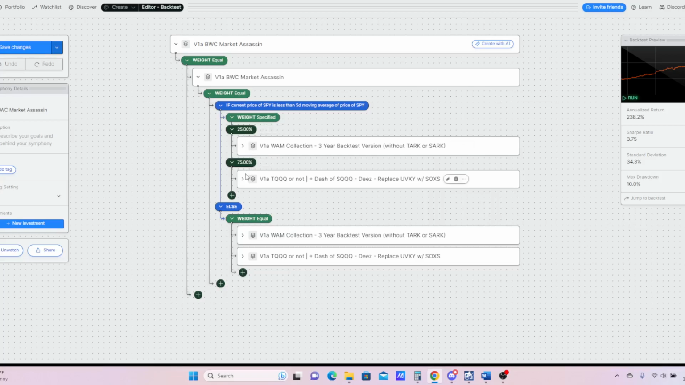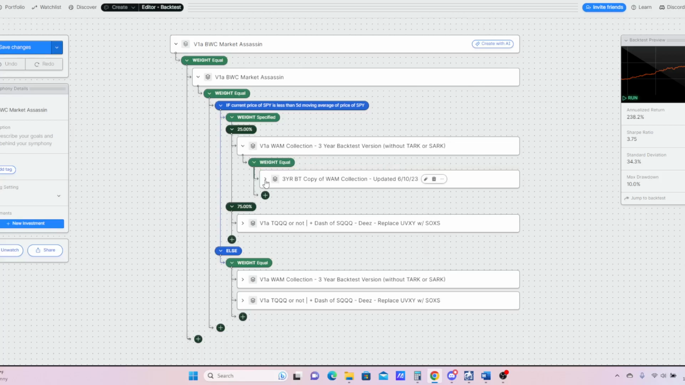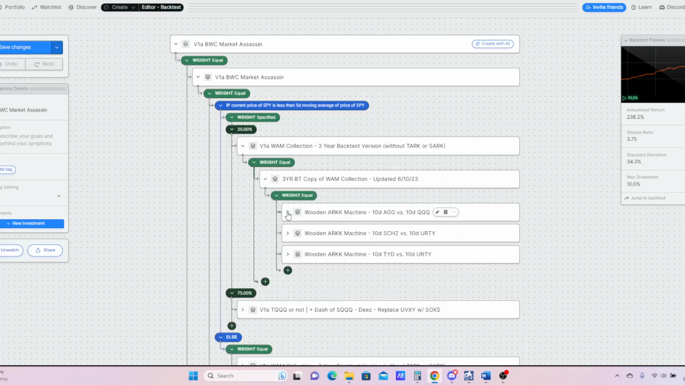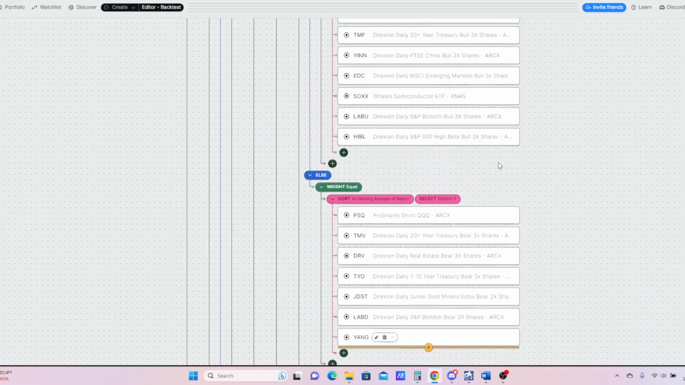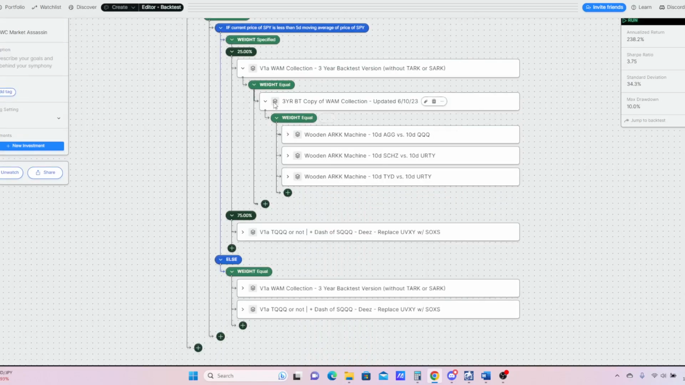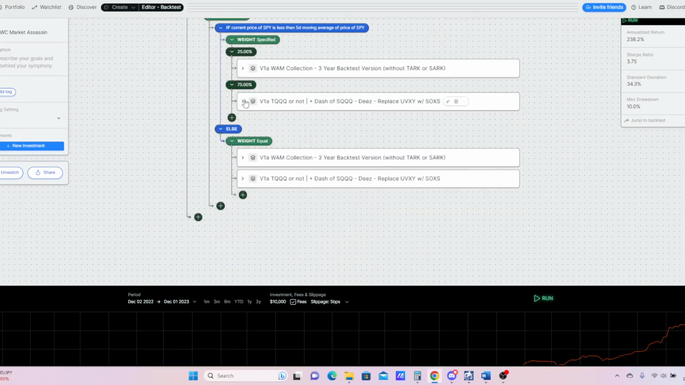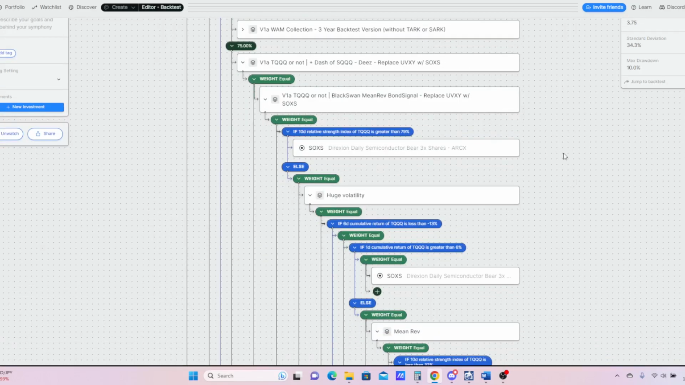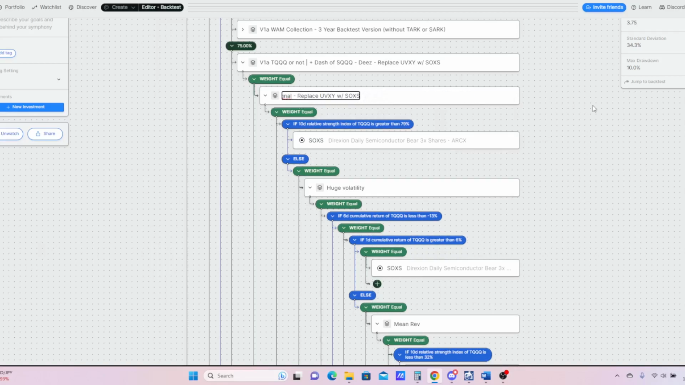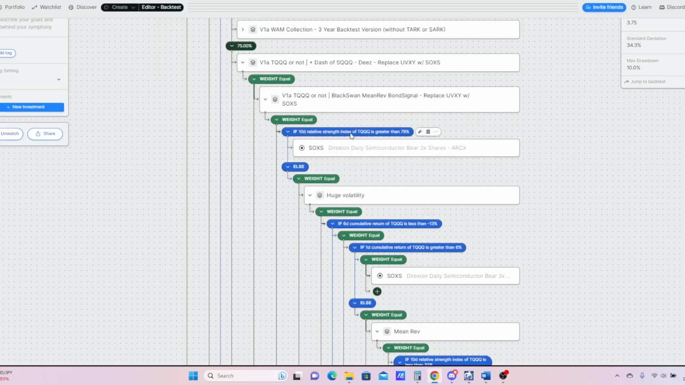But yeah, this one's really cool, and it is pretty simple. It's got WHAM. Basically, WHAM just breaks down like this, and then it's got this TQQQ or not, which is pretty interesting. Although, one thing I don't really understand is replace UVXY with SOXS. That doesn't make sense to me. 10-day RSI of TQQQ is greater than 79, short semiconductors. I don't really understand that.